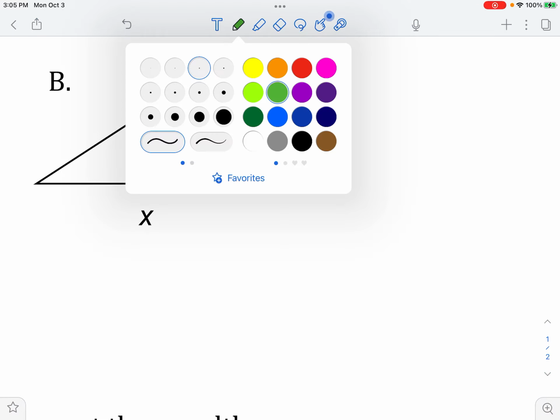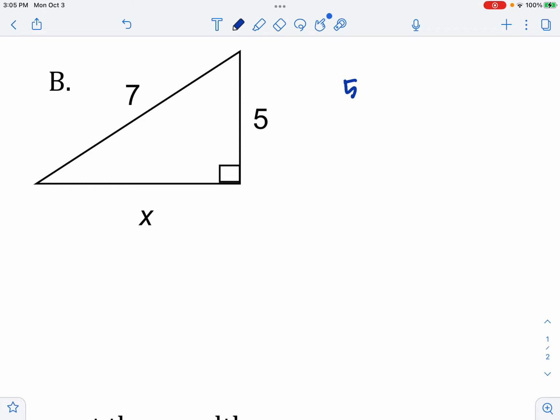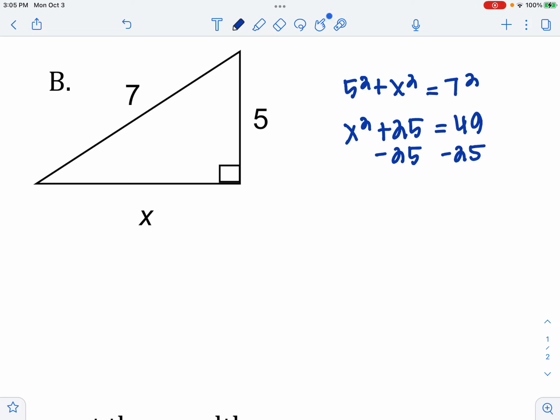Leg squared plus leg squared equals hypotenuse squared. So we're going to do 5 squared plus x squared, or x squared plus 5 squared, it doesn't matter, equals 7 squared. So we have x squared plus 25 is equal to 49. Subtract 25 from both sides. x squared is equal to 24. And now we want to square root to solve. Remember, when you're square rooting to solve, we do plus or minus in our algebra. And then we want to write our answer in simplest radical form.